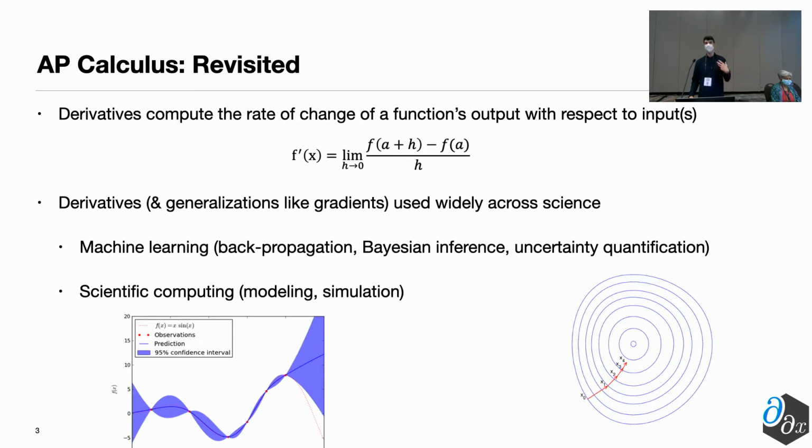As a quick refresher, derivatives are this nice utility that will tell you the rate of change of a function's output given a function's input. Now, this has a wide use of applications inside of the sciences. Specifically, inside of machine learning, you might know this as backpropagation within neural networks, or inside of scientific computing, you might see this in any sorts of physics simulations or differential equations for modeling.